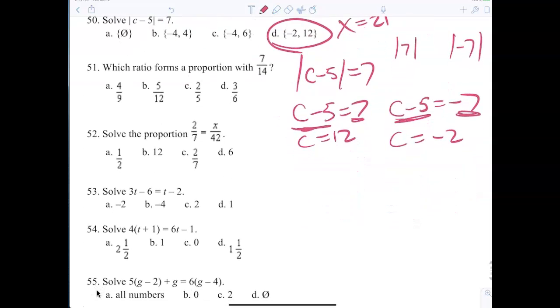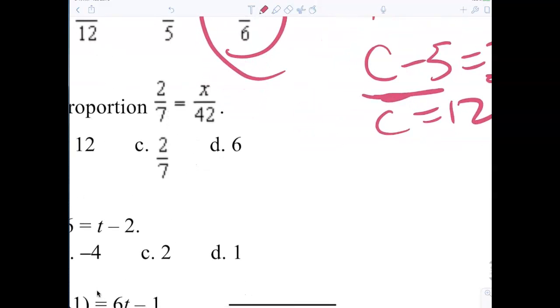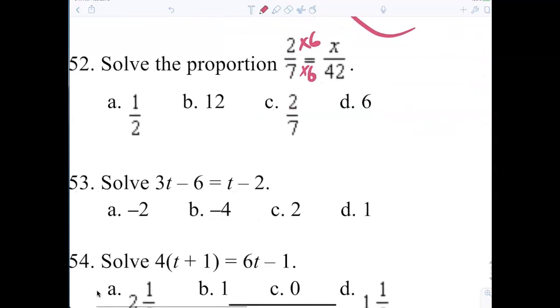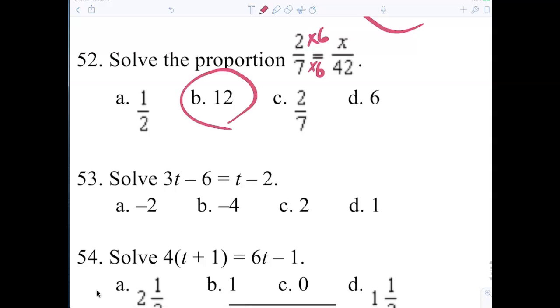Which ratio forms a proportion? Proportion just means equal fraction, right? So 7/14 is 1/2. 1/2 is the same as 3/6. Everybody okay with that? Here we just, hopefully remember from 5th and 6th grade, you just multiplied by 6, right? Of course you can cross multiply, but that would be easier, wouldn't it? So 12. Everybody good with that?